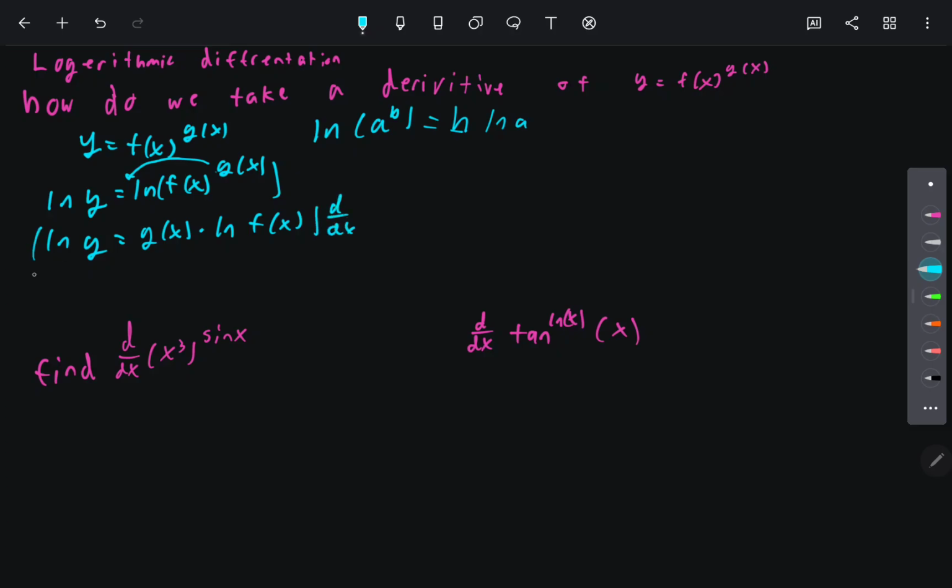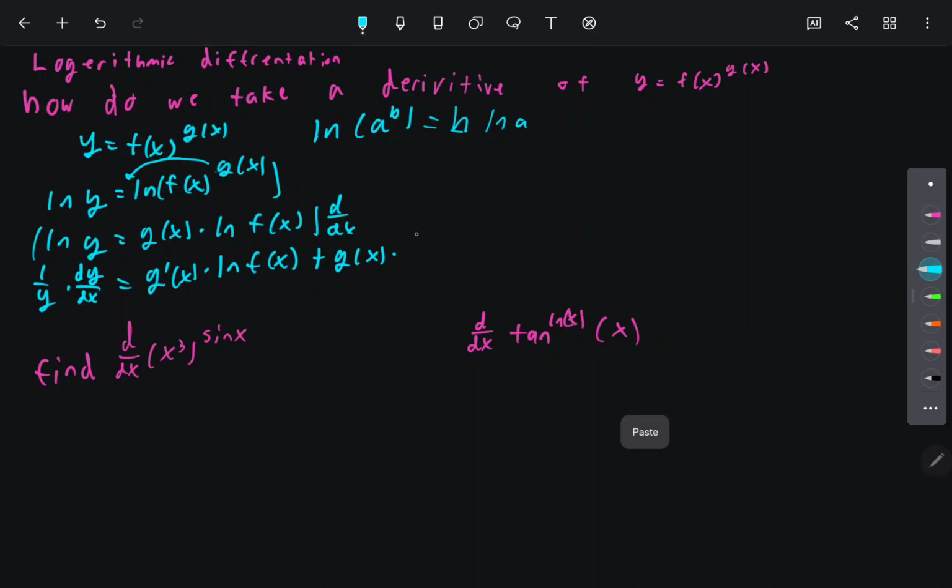So whenever we take the derivative of this left side, we are going to get, well, the derivative of the outside is going to be 1 over y. However, this is an implicit function, so we also have to take the derivative of y with respect to x. And that's going to be equal to the derivative of the first, which is just going to be g prime of x, times the second function, natural log of f of x, plus g of x, times the derivative of the second function.